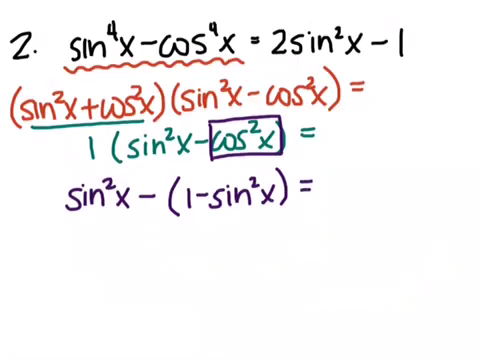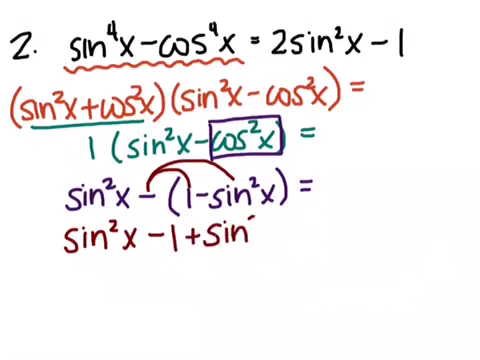Always, always, when you're doing that substitution, drop that in parentheses because that negative applies to all of cosine squared, and it also applies to all of 1 minus sine squared. So now we need to distribute in that negative. So I have sine squared minus 1 plus sine squared.